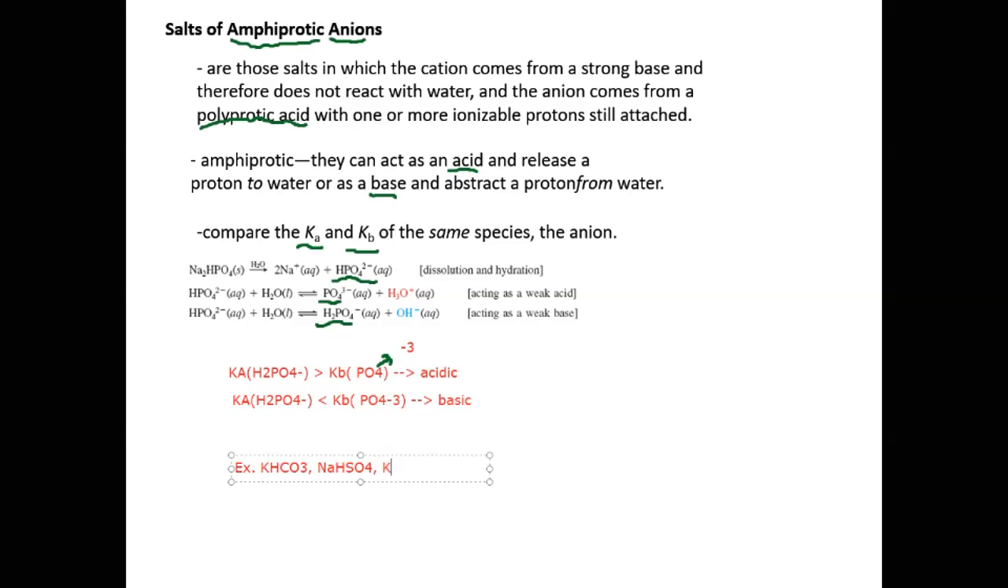And then an example, potassium oxalate, so it'd be HC2O4. Again, you would check, is the anion going to act as an acid or as a base? It depends on what is the stronger. Is it the Ka of the weak conjugate acid, or is it the Kb of the conjugate base?